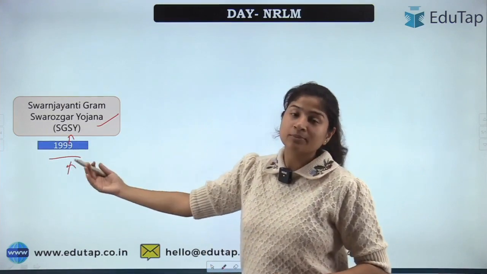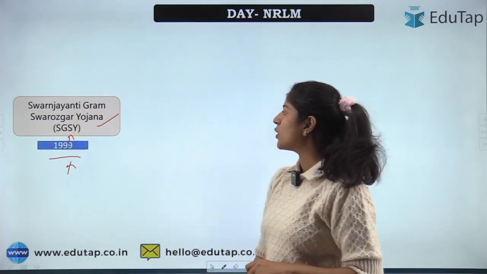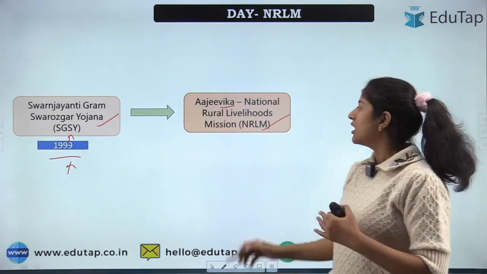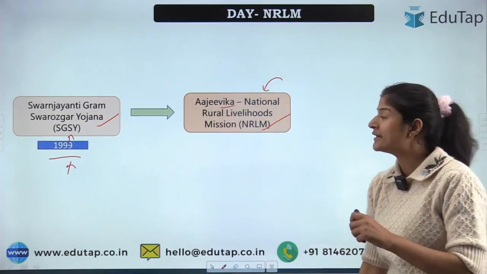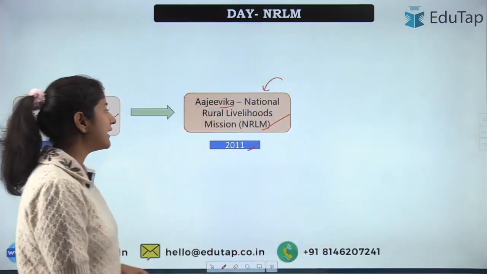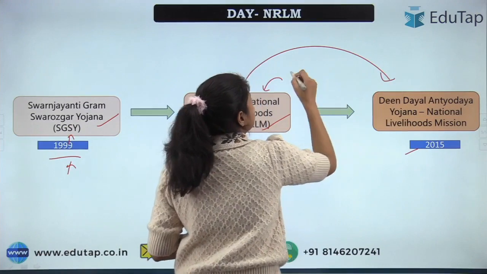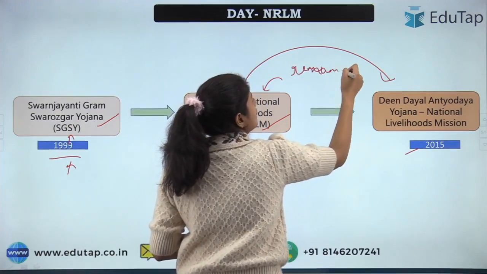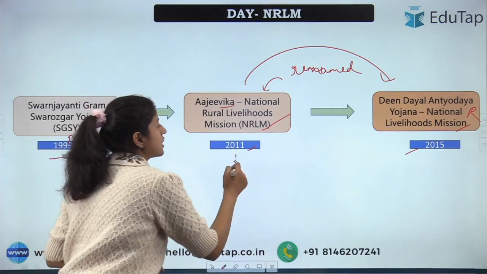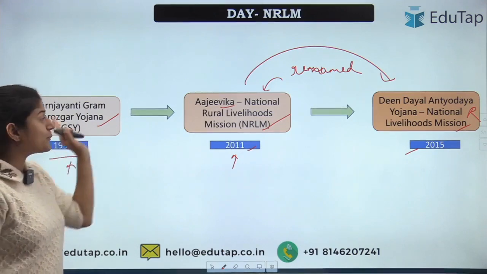But we need not study about this, because then a lot of modifications happened, and this particular scheme was modified into the Ajivika National Rural Livelihood Mission, the scheme that we are studying today. That was in 2011. Then in 2015, the scheme was renamed as Deen Dayal Antyodaya Yojana National Rural Livelihood Mission. So when asked about the launch year, it is 2011, not 1999, because that was a different scheme. A lot of modifications were done to make it into this form.